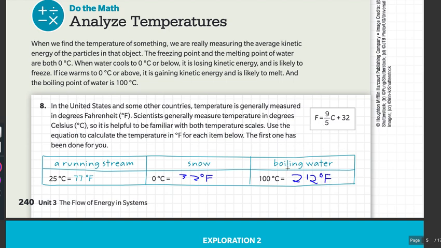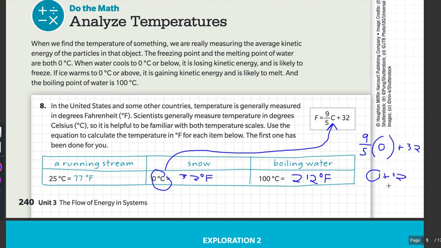Fahrenheit. You could also use this formula, and the way that you could use this formula, for example, to find this, is you would take this formula and put 0 degrees Celsius where the C is. So you'd have 9/5 times 0, because it's 0 degrees Celsius, plus 32. And 9/5 times 0 is 0, plus 32, and that's 32, which is why you have this.